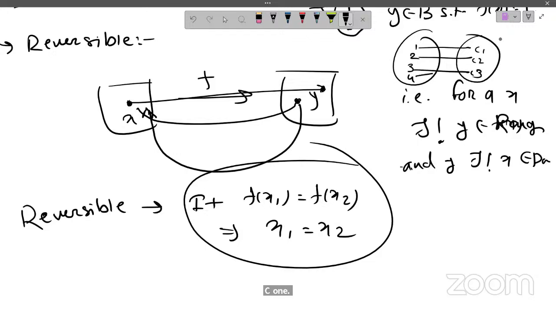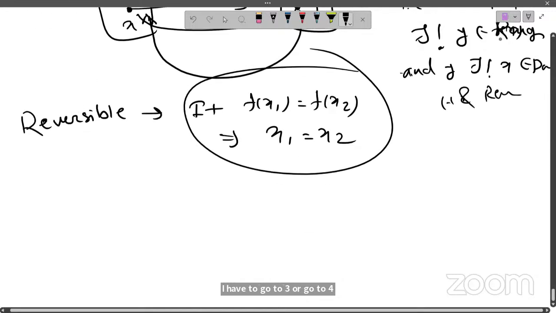Now it is not 1-1, correct? Not 1-1. And it is also not reversible, because from C3 I don't know where I have to go, to 3 or to 4. Right? So 1-1 and reversible are the same. It is vice versa. We can say that if it is reversible, then it has to be 1-1, and if it is 1-1, then it will be reversible.